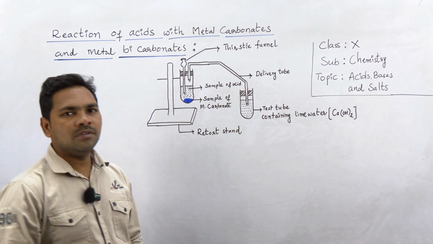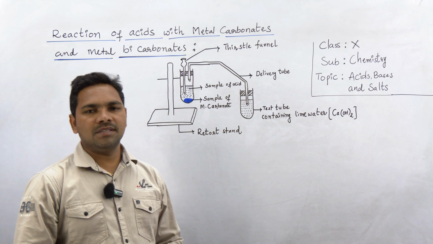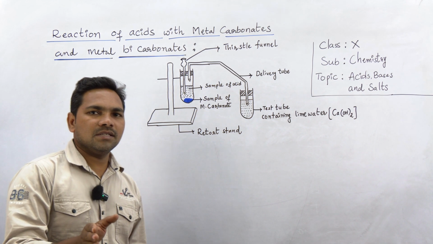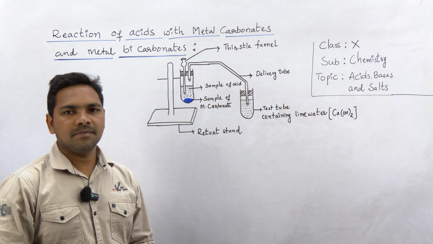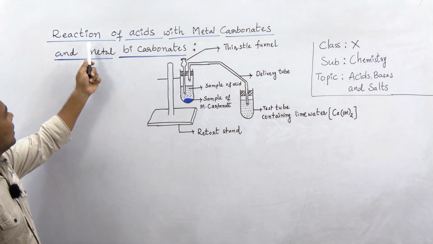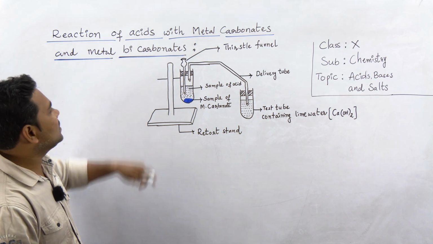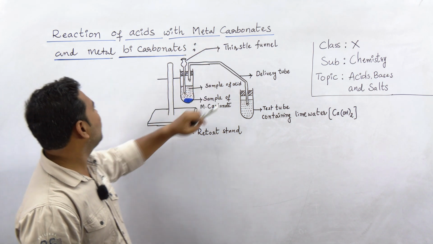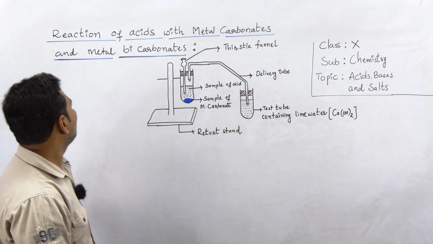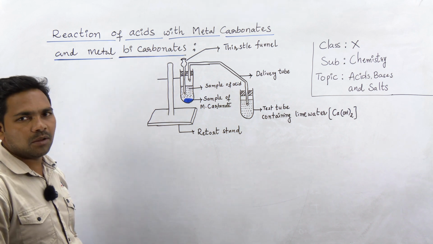In this video, we will discuss another property of acids. In a previous video, we discussed acids reacting with metals, right? Today, we discuss another chemical property: the reaction of acids with metal carbonates and metal hydrogen carbonates. Metal hydrogen carbonates are also called metal bicarbonates.